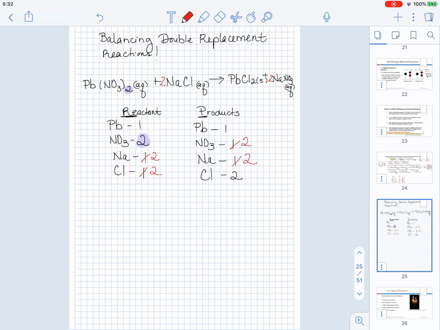So I will encourage you that if you have a double replacement reaction and you have a polyatomic that is in the reactant and it moves and it shows up in the product as a polyatomic, please treat it as a unit and go ahead and practice and master balancing equations.